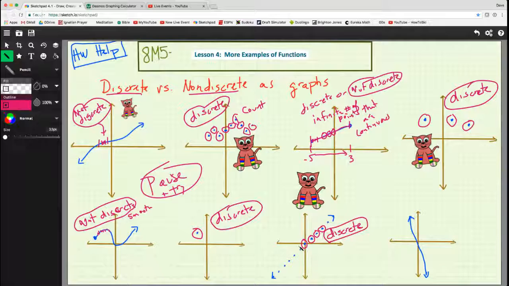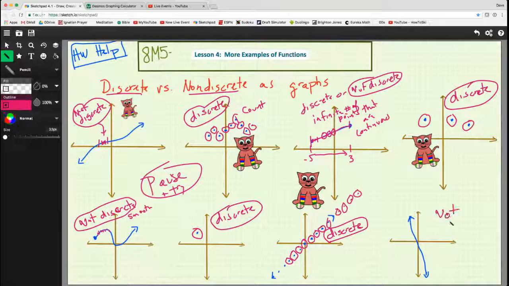Because I can identify discrete, unique points, this one is discrete. Even though these arrows show you that it goes on forever, I can still circle my individual points. So if it's infinite, it can still be discrete as long as each point can be identified with a nice clear circle that doesn't circle any other points. And then this last one is clearly not.